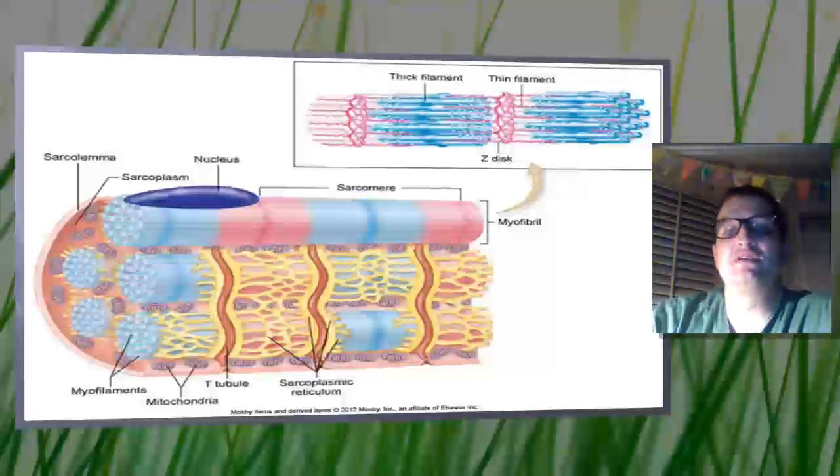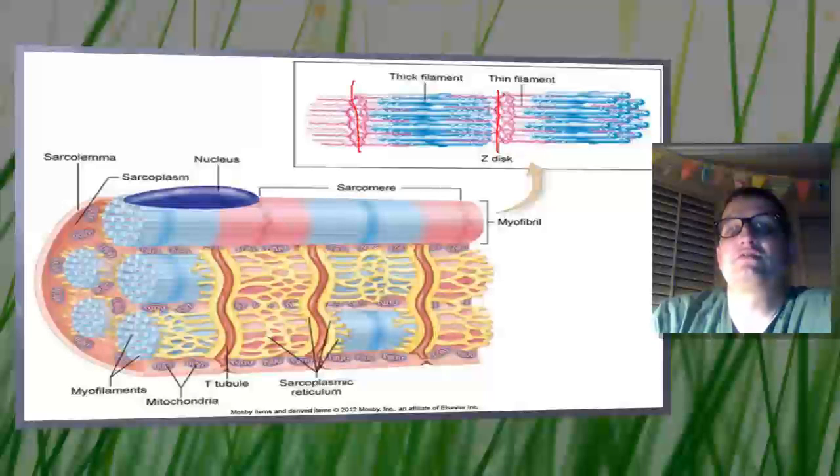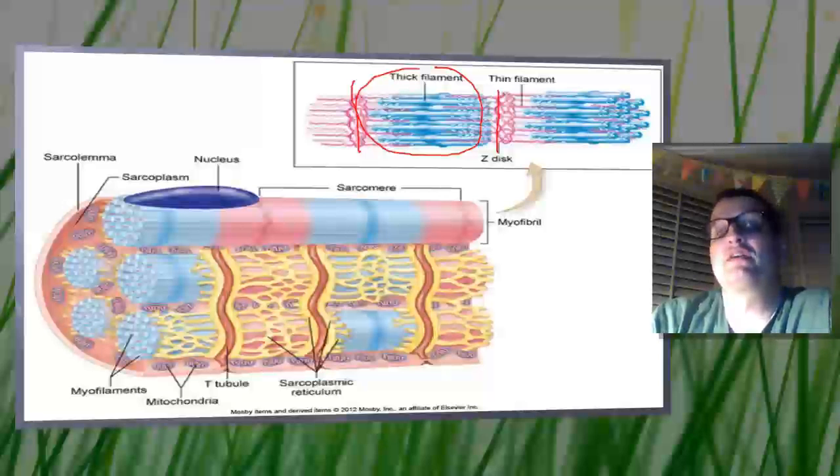So this shows the basic structure of the sarcomere. Right here is the Z disc, and then here is another Z disc here. So everything in between this is a sarcomere. And then you have the thick filament in blue, thin filaments in red. Thick is myosin, thin is actin.